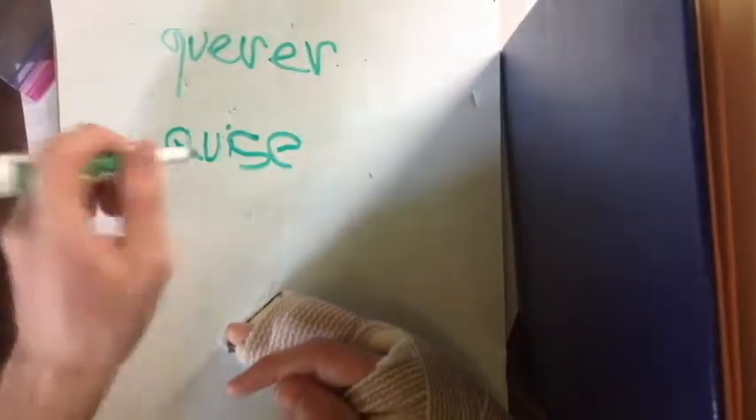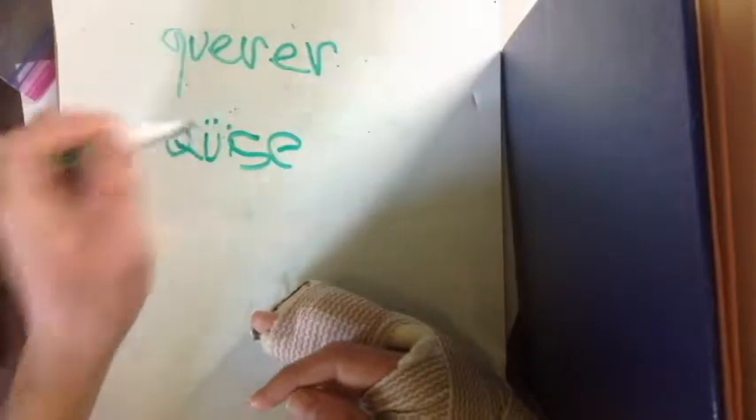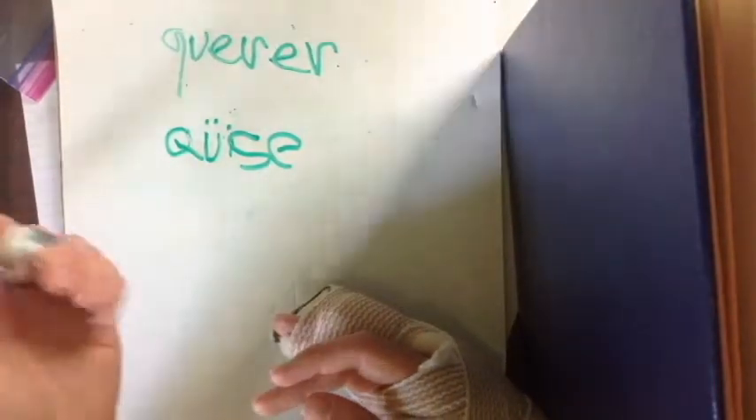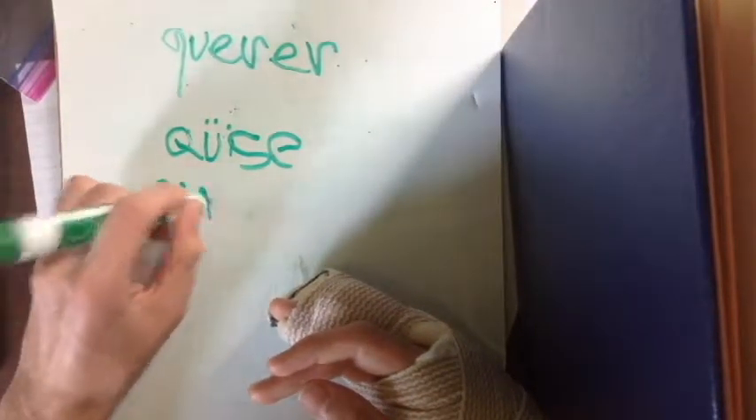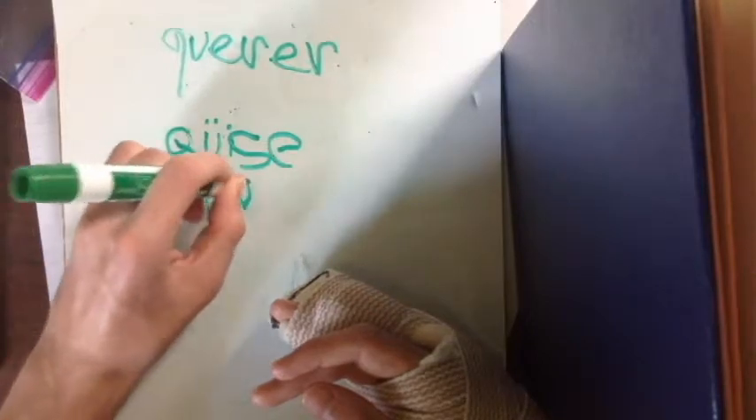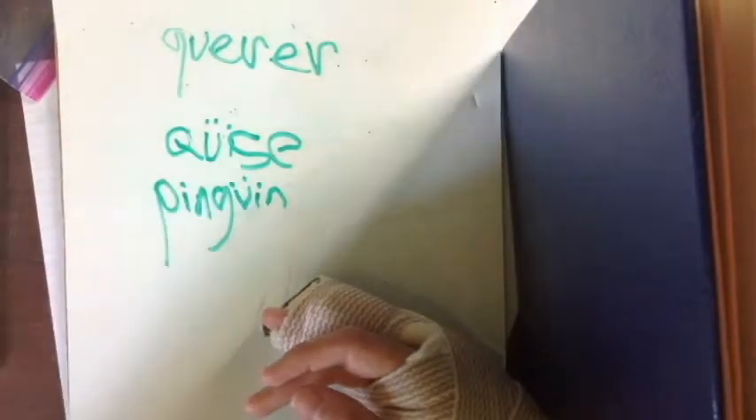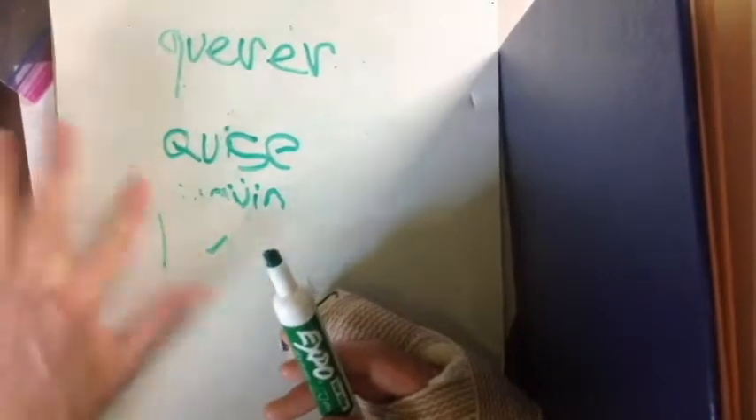So how come that's quise and not quise? Well, because that would be quise. Sort of like, here's how you remember how to say penguin in Spanish, penguin. Without that little umlaut right there, that'd be penguin. Now, back to quise. How do you remember that?